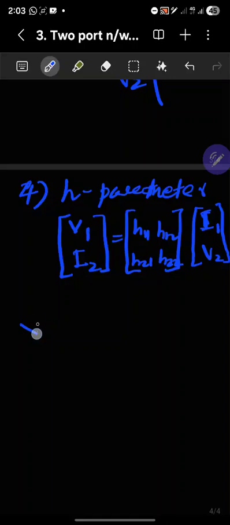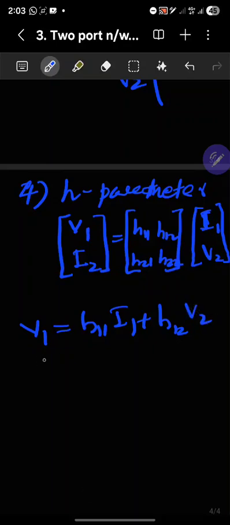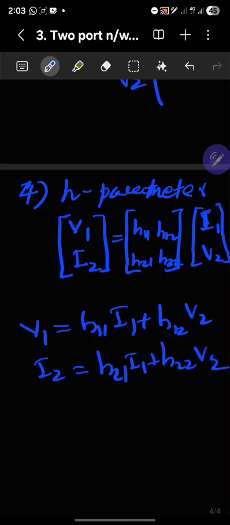So we can write the expression V1 is equal to H11 I1 plus H12 V2. Similarly, I2 is equal to H21 I1 plus H22 V2. Why is it hybrid? I hope you understood, because V1 and I2 are input side voltage and output side current, so it is hybrid. Hope this is clear.